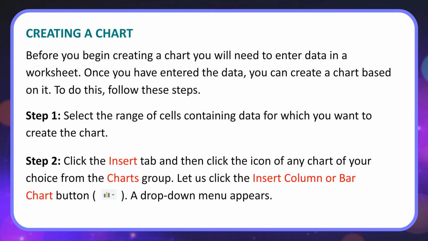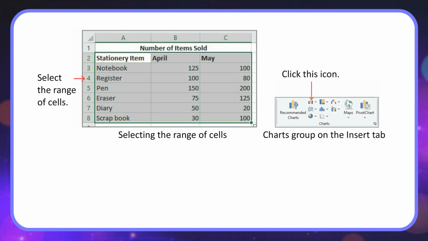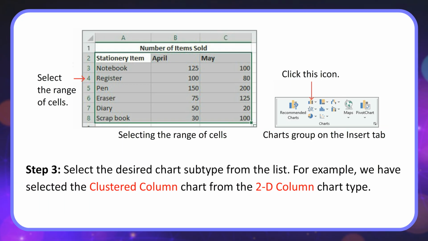Step 2. Click the Insert tab and then click the icon of any chart of your choice from the Charts group. Let us click the Insert column or bar chart button. A drop-down menu appears. Select the range of cells. Selecting the range of cells, click this icon, Charts group, on the Insert tab.